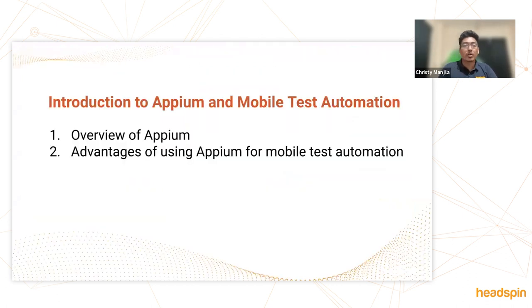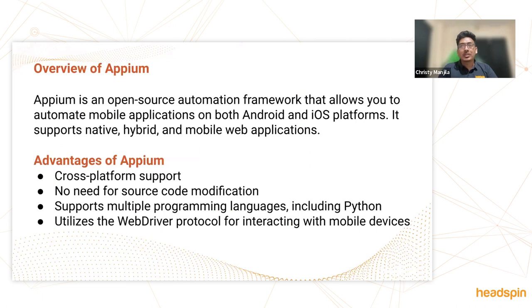Now, I'll give you a quick overview of what Appium is and the advantages of using Appium for mobile test automation. Appium is an open source automation tool, which means you can use it to run any scripts as long as it has an Appium-based client involved. So in Python, we have an Appium Python client, which you can use to write your scripts. You can use locator strategies, which I'll talk about in the next slide.